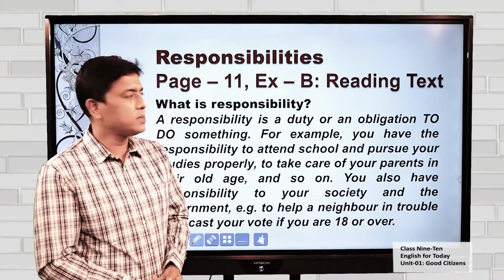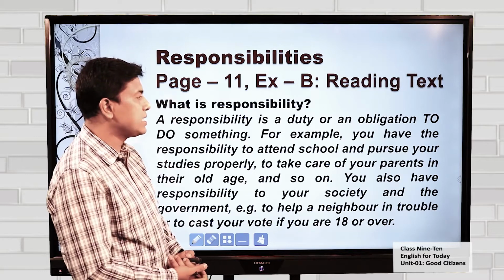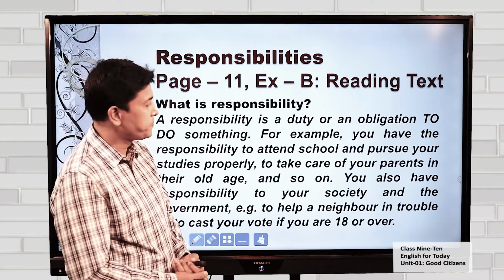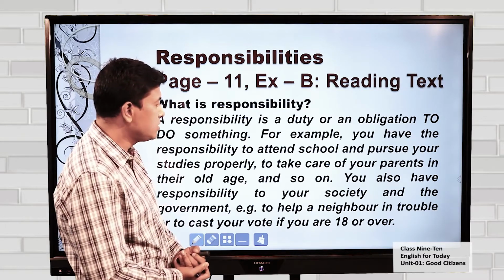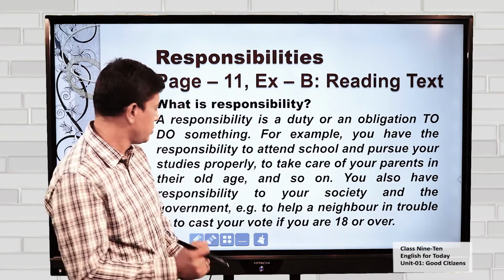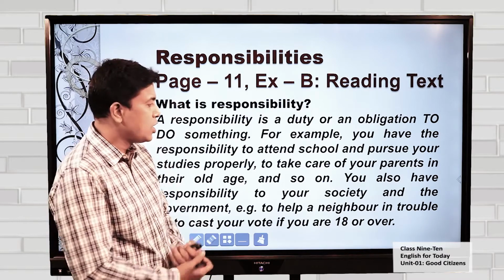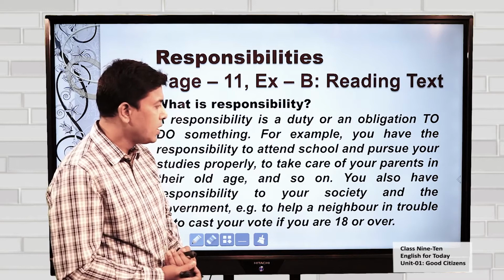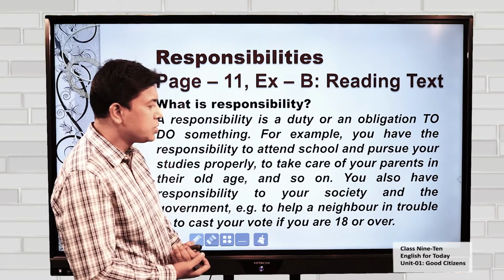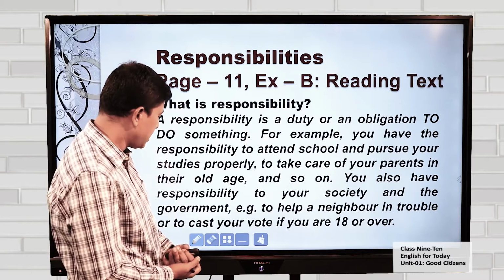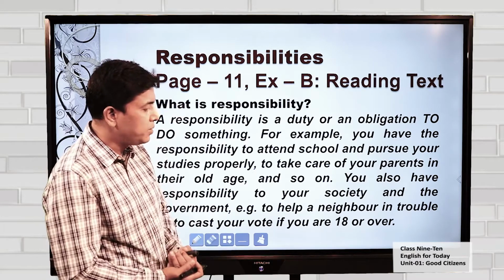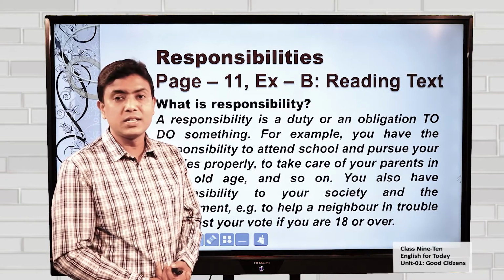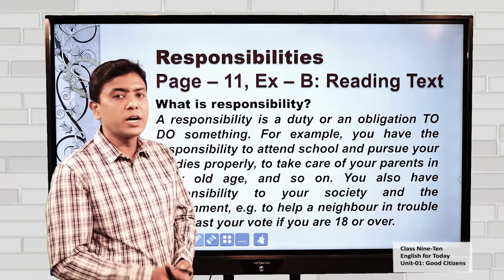What is responsibility? Responsibility is a duty or an obligation to do something. For example, you have the responsibility to attend school and pursue your studies properly, to take care of your parents in their old age, and so on. You also have responsibility to your society and the government. For example, to help a neighbor in trouble, or to cast your vote if you are 18 or over. Let us have a look at some word meanings.